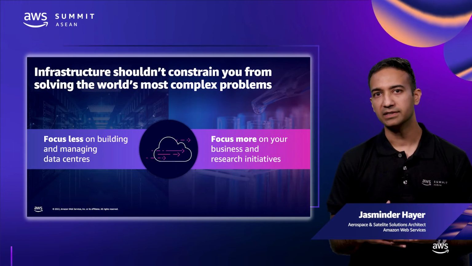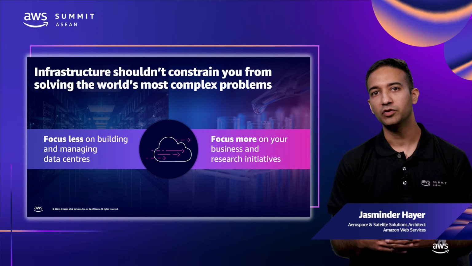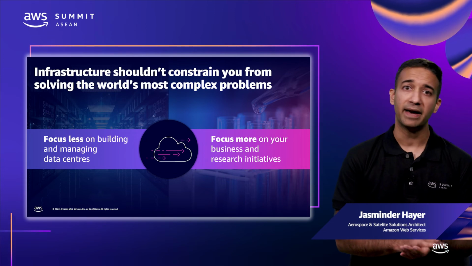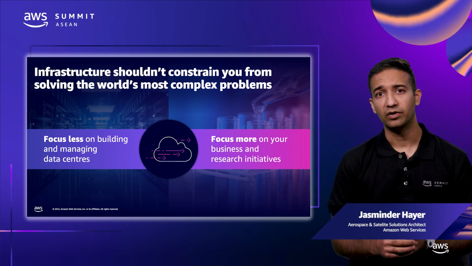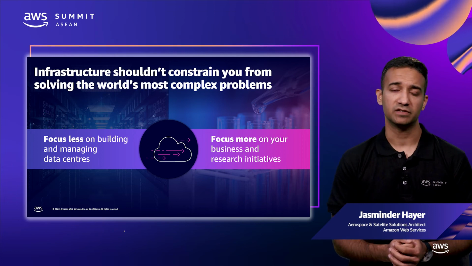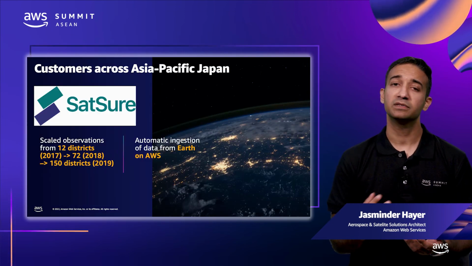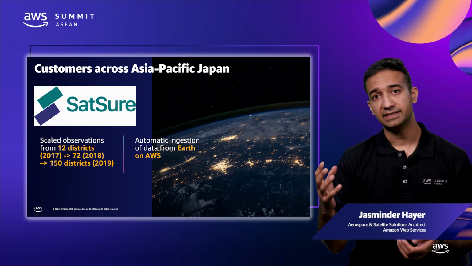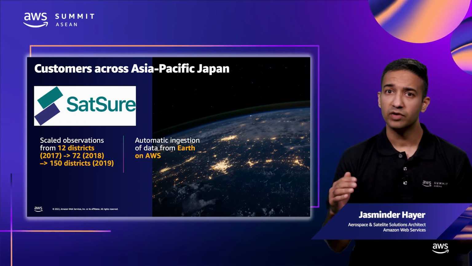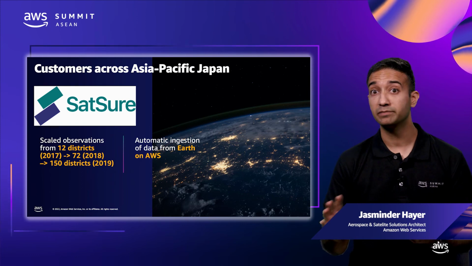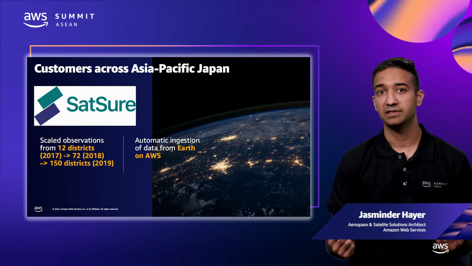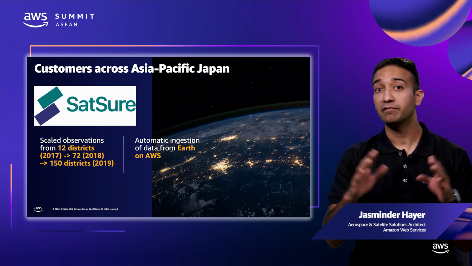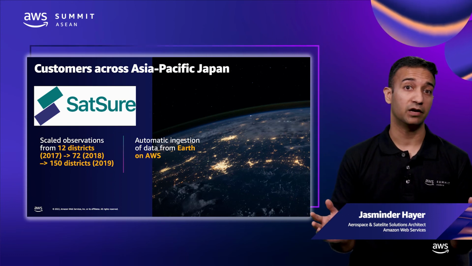At AWS, we understand that infrastructure should not constrain you from solving complex problems. Customers should be able to focus less on building and managing data centers, but instead focus more on the business outcomes and research initiatives. A great example of this comes from Satshore, which is a large area analytics company based in India. They use satellite data with machine learning to provide real-time insights for problems across multiple domains, like agriculture, environment, and infrastructure. Within agricultural monitoring, a single satellite can observe a vast area covering 200 by 200 kilometers.